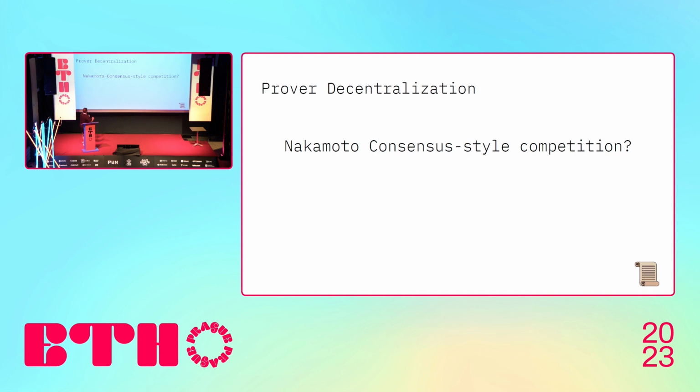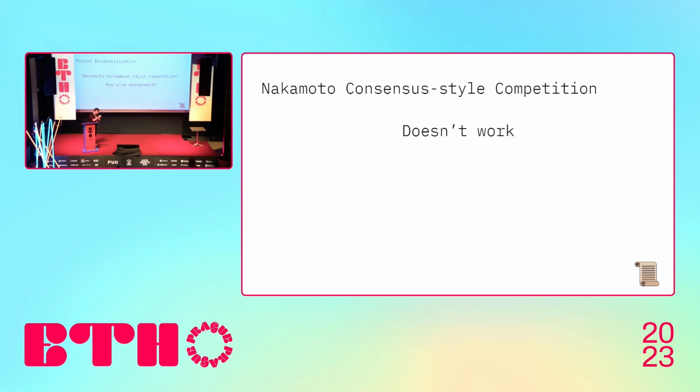And so now let's switch to prover decentralization. So an obvious solution would be to use a Nakamoto-style competition mechanism. So let's say in Bitcoin, you have miners, they compute blocks, they solve the cryptographic puzzle, and the one that solves it gets to basically propose the block. You could do the same here, where the first to compute the zero-knowledge proof is the one to get the profit and to finalize the block. And the second mechanism is a per slot assignment. I'll go into what it is later.